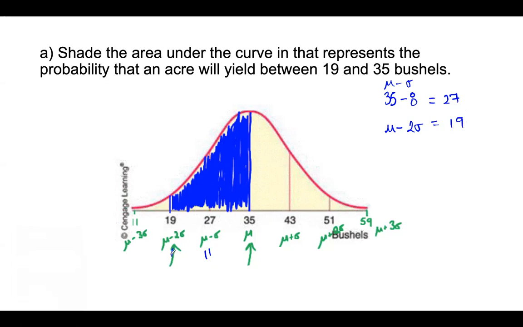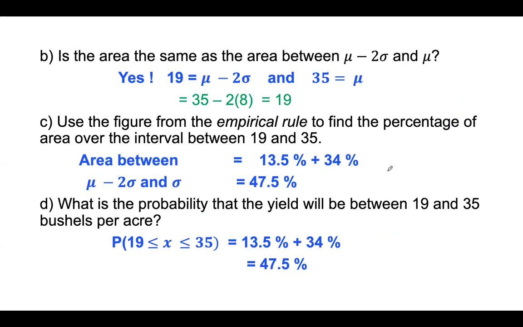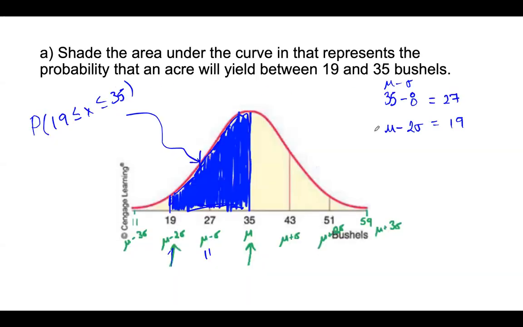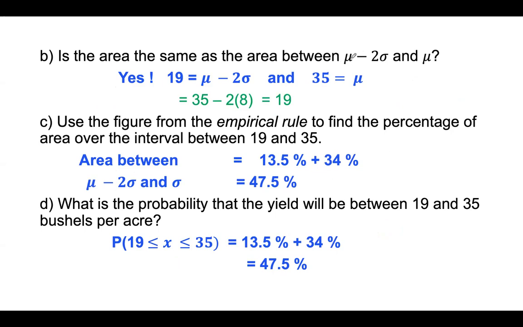Which is here. So this would be all the area, all this blue here, representing the probability. So this would represent the probability between 19 is less than x is less than 35. It would be all this blue area. So is the area the same as the area between the mean minus 2 and the mean? Well, yes, obviously, we just kind of did that.